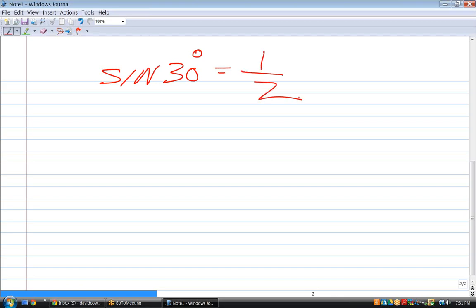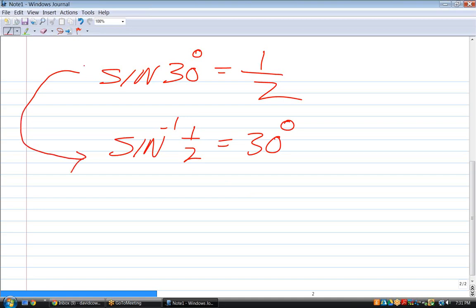So today we have inverse sine and inverse cosine. Let's talk about that for just a moment. If the sine of 30 degrees equals 1/2, which it does, by definition, the inverse sine of 1/2 equals 30 degrees. Okay? These two are if and only if. Both of those mean the same thing.